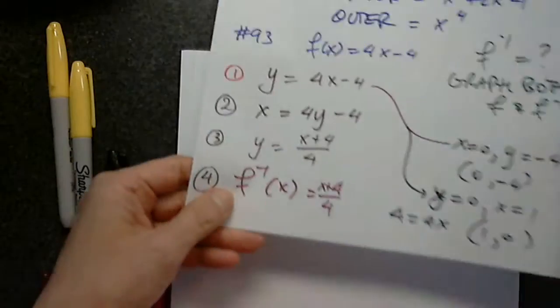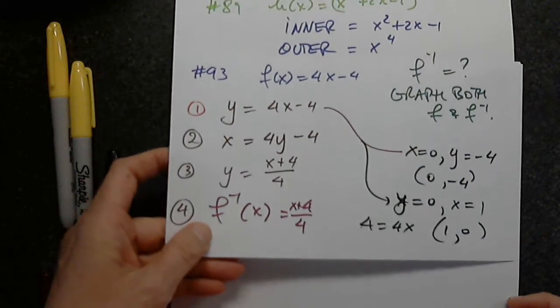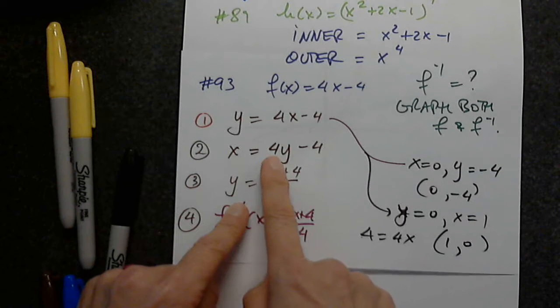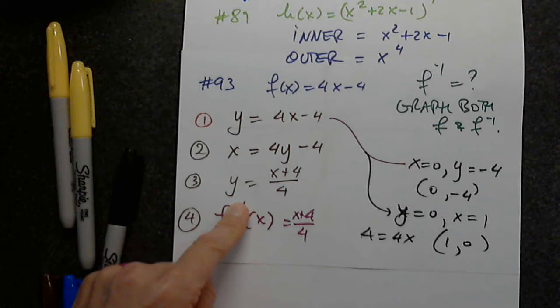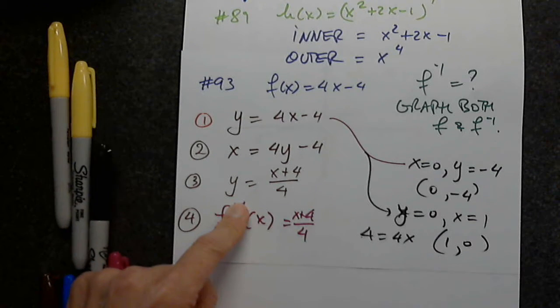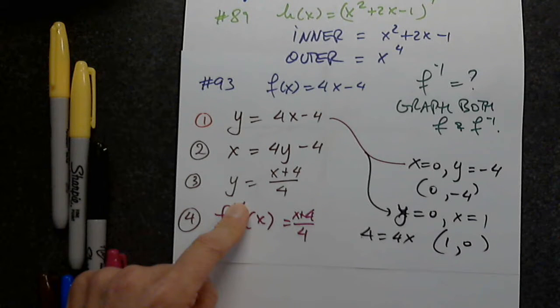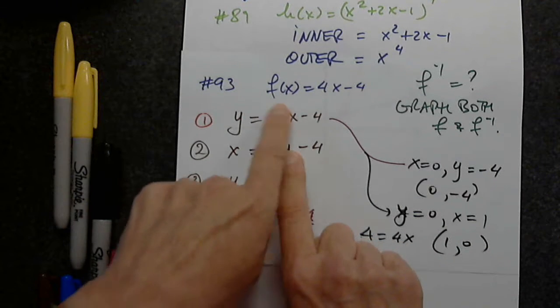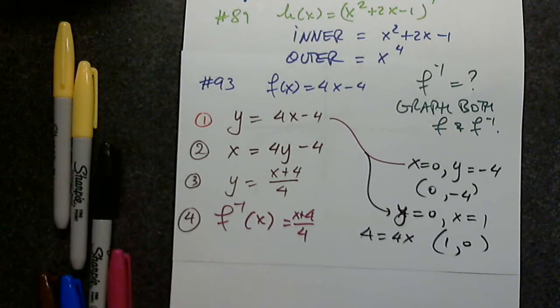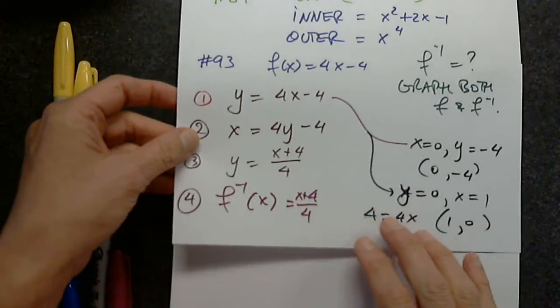Step 3, say y is equal to, step 4, I add 4 and divide by 4. I'm solving for y by adding 4 to both sides and dividing by 4. Is that okay? How did you get the second blue point?